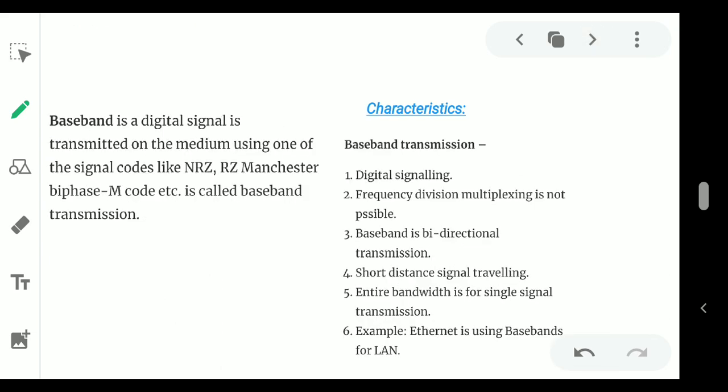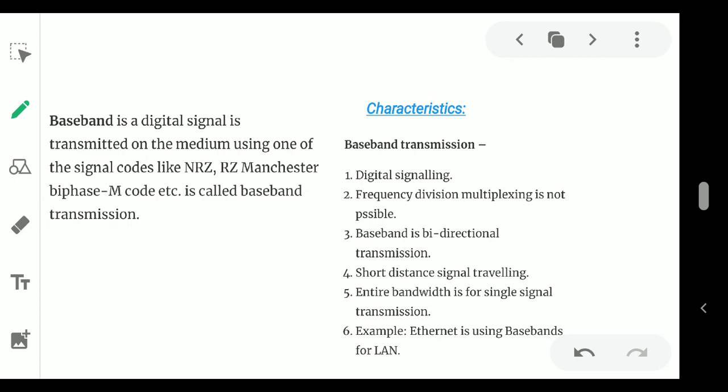A digital signal is transmitted over the medium using signal codes like NRZ and Manchester encoding, which is a very hard term for you right now. But just remember that this refers to the situation where the entire bandwidth of the communication channel is used to send only one digital signal. And baseband channels are bidirectional in nature. Here the digital signal is there.